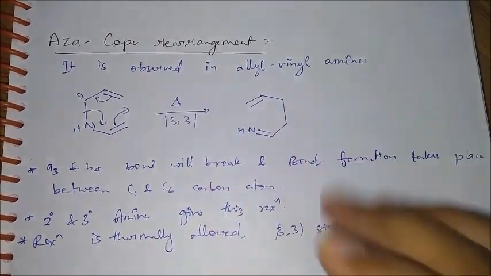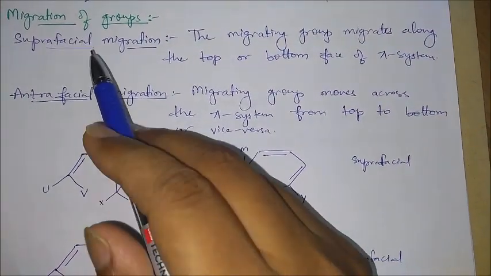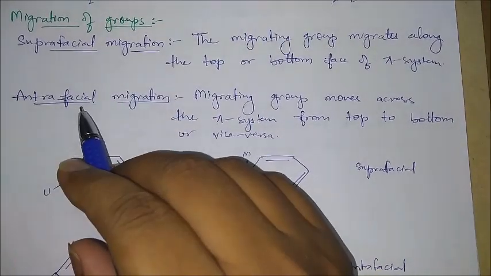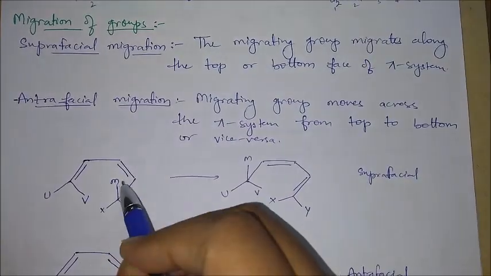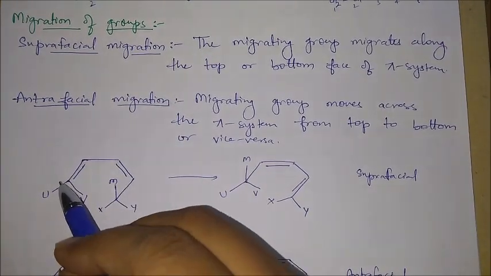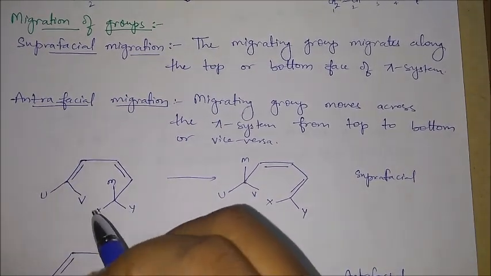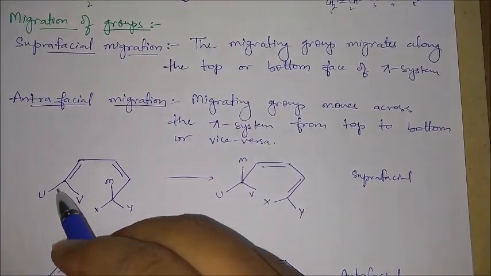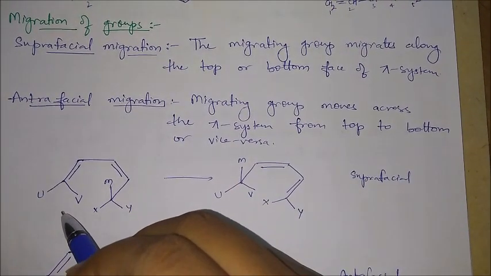And let's talk about the stereochemistry of the reaction now. Before going into the stereochemistry, let's talk about the migration of the group. Here we will get introduced to two terms, that is suprafacial and antarafacial migration. The migration of the group can take place in two ways. Since we have a pi conjugated system, either this migrating group can go from one side, like if it is above the plane, it can go above the plane and migrate to the other place. Or it can go across the plane: if it is above the plane, in the product it will form below the plane. In that case, it will be called antarafacial.